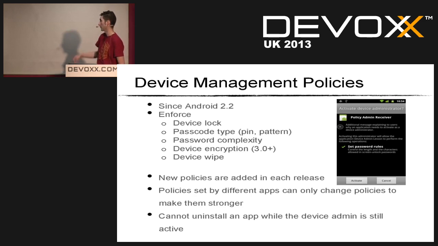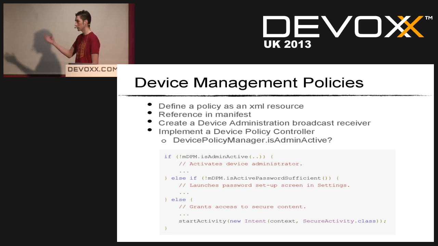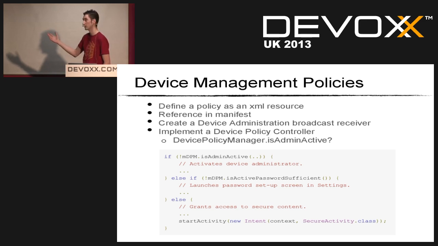And this is the screen you get when you install an app with a device administration profile. To set it up, you define a policy as an XML resource in your resources directory. You reference it in the manifest. You create a broadcast receiver to receive those device administration broadcasts. And then you implement a device policy controller. This is a really simplistic implementation, but this is pretty much what it needs to be.